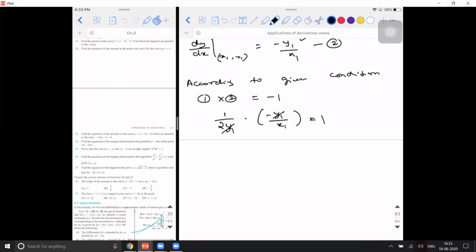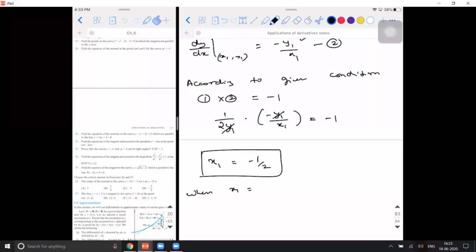So let me cancel this. Correct only. So x1 is equal to minus half. When x1 is equal to minus half, what will be the value of y1? You can substitute in any of the curves you want. Sir, the product is minus 1. Sorry, I didn't get you. Yeah, tell me.